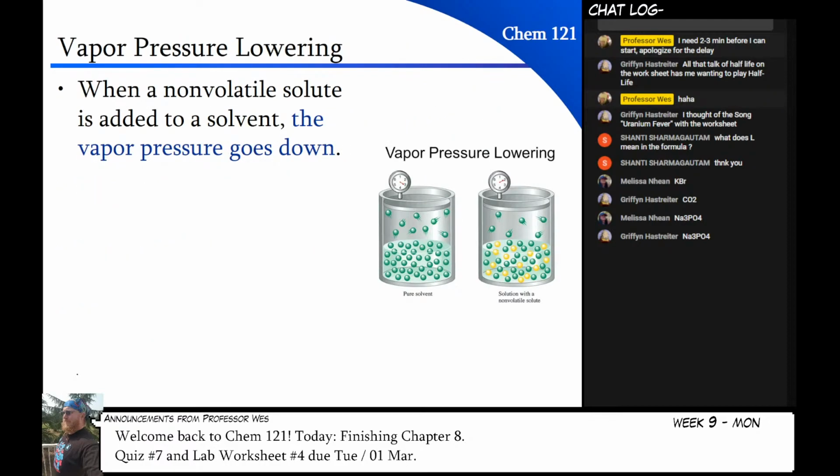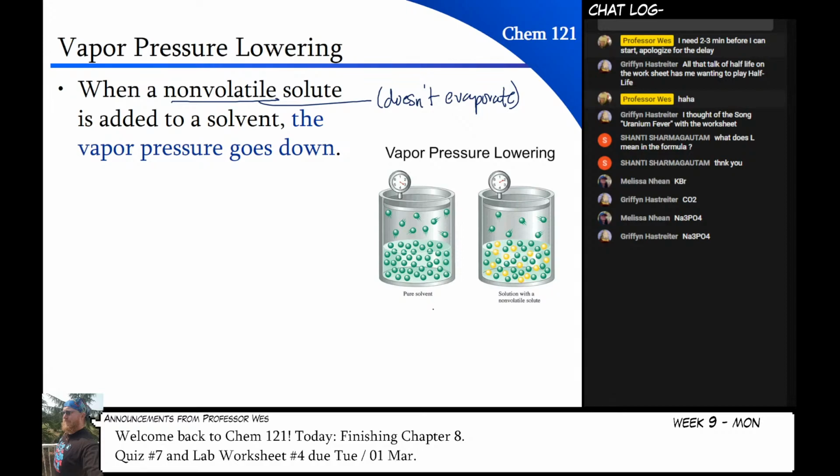All right. Let's talk about these effects in more detail. So the first one is vapor pressure lowering. The gist here is that when you add a non-volatile solute to the solvent, what I mean by non-volatile is that the solute that we're adding does not evaporate. So for instance, something like sodium chloride, NaCl. NaCl does not evaporate. It's a solid at room temp, right? The vapor pressure goes down.